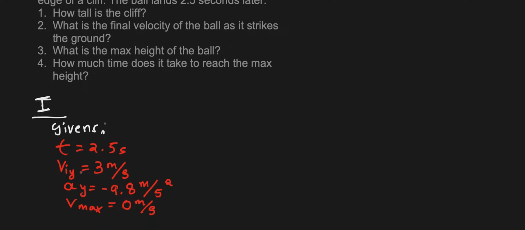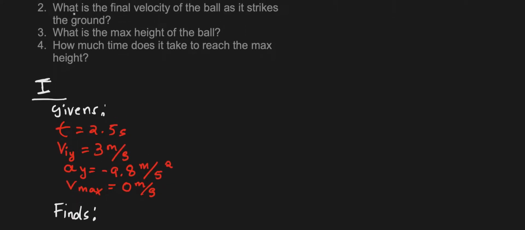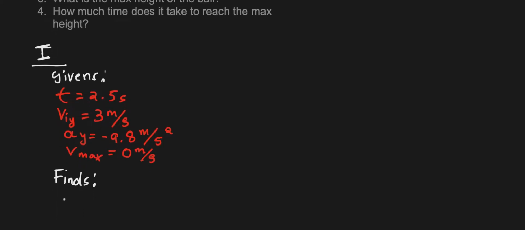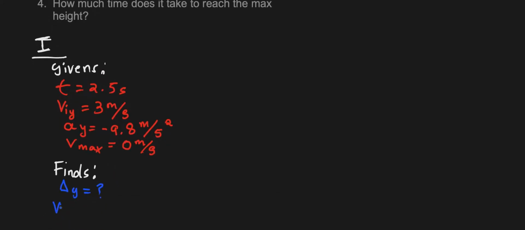Those are givens. Let's see what else I can look at for the finds here. So what are we trying to find? We're trying to find so many things here. Well, how tall is the cliff? So that's delta y. We don't know that. What is the final velocity? So this is the final velocity in the y direction.